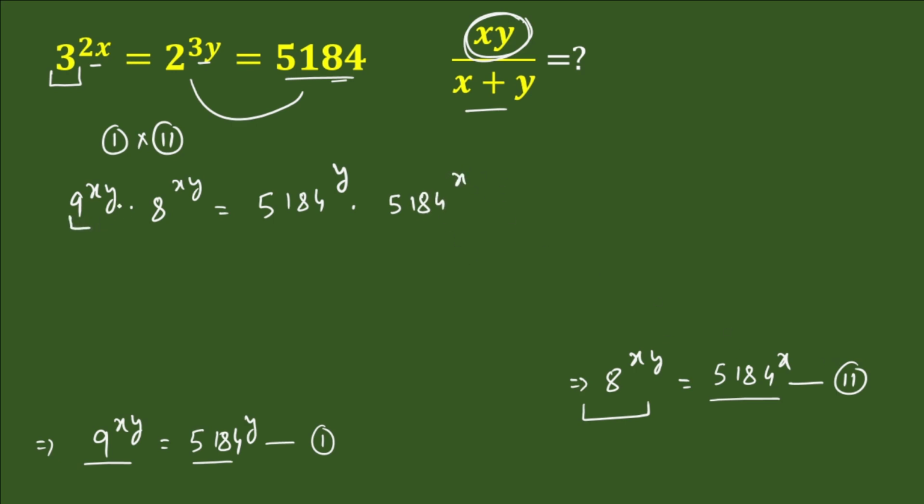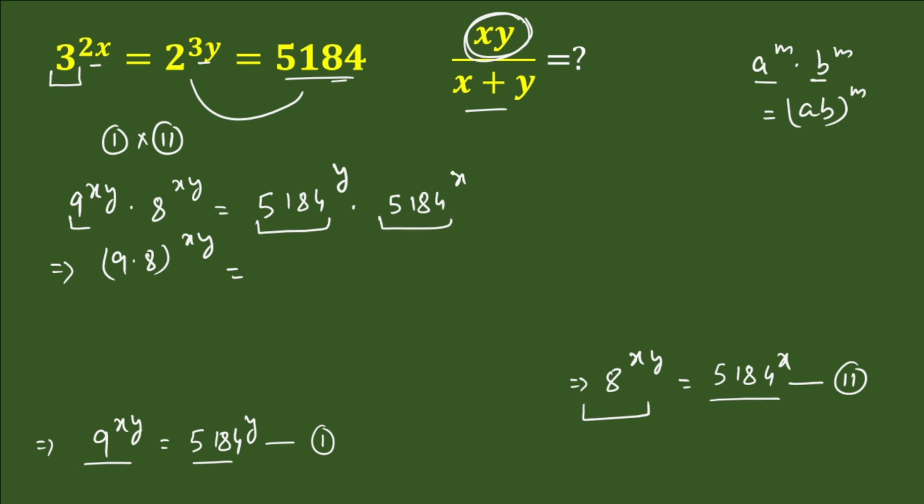Now here according to the law of indices we have the same power but different base. That means we have a^m multiplied by b^m. Here we have the same power but different base, so we write it as (a times b)^m. So here we multiply the bases. So 9 multiplied by 8, and its power will be xy. In the right hand side we have the same base 5184 and 5184 but the power is different, so it is in the form a^m multiplied by a^n. Here we have the same base but different power, so we write a^(m+n). Here we add the powers, so the base is the same, 5184, and we add the powers, so it would be y plus x.